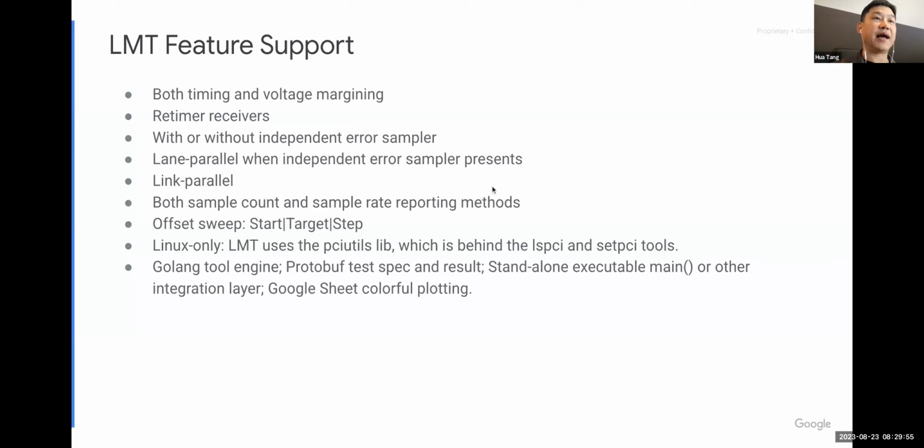And you can see the result. I can do a sweep. Basically, you can start from an offset, set the step, and stop at a target offset. And there's a variation in this feature to support characterization mode and production mode. And yeah, this is developed based on the PCI utils.